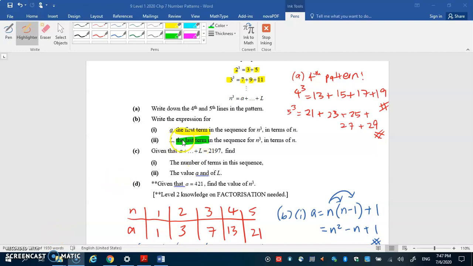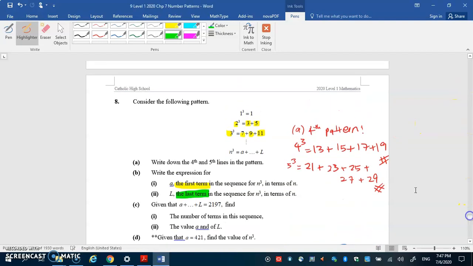Okay, for B part 2, they want the last term in the sequence for n cubed in terms of n. So basically, when n is 1, your last term is 1. When n is 2, your last term is 5. When n is 3, your last term is 11. When n is 4, your last term is 19. And when n is 5, your last term is 29.